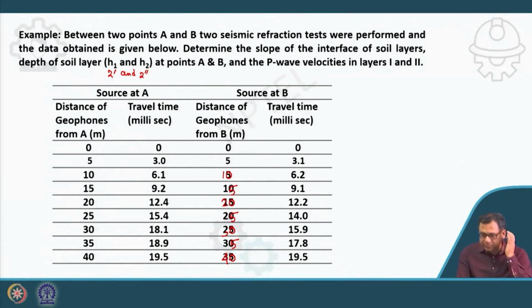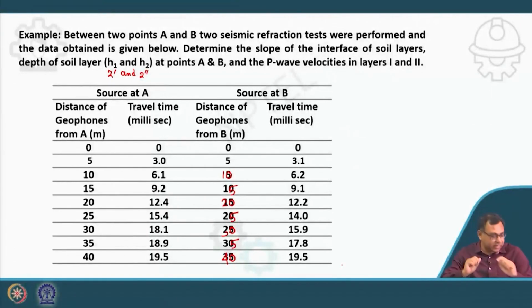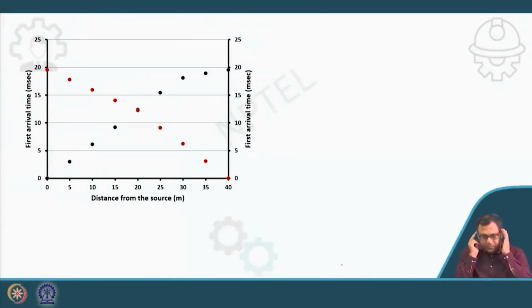Okay, so same data. But if you see up to 20 meter, the values are more or less the same in both the cases. But after that, there is a slight deviation. You can see after that there is a slight deviation. So that means it is a sloping ground case. Clear? So now you draw them. You can see this is my first arrival time, and here, as I have already discussed, this will be your TD.